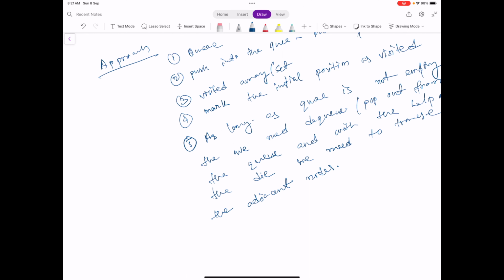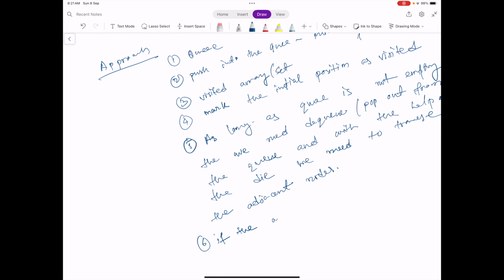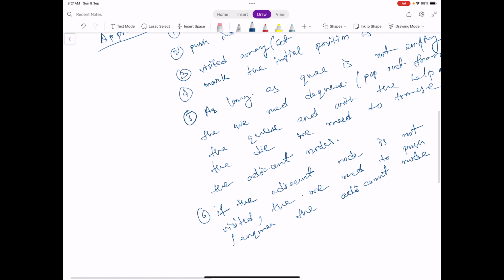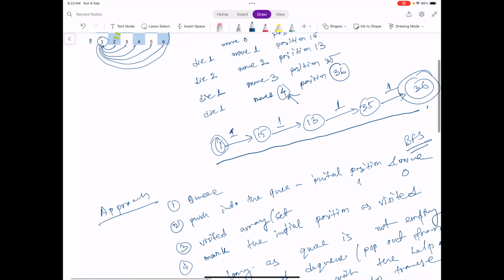nodes. Okay, if the adjacent node is not visited, then we need to push or enqueue the adjacent node, and we need to increment the move by 1. So we are moving from 1 to 15, right?